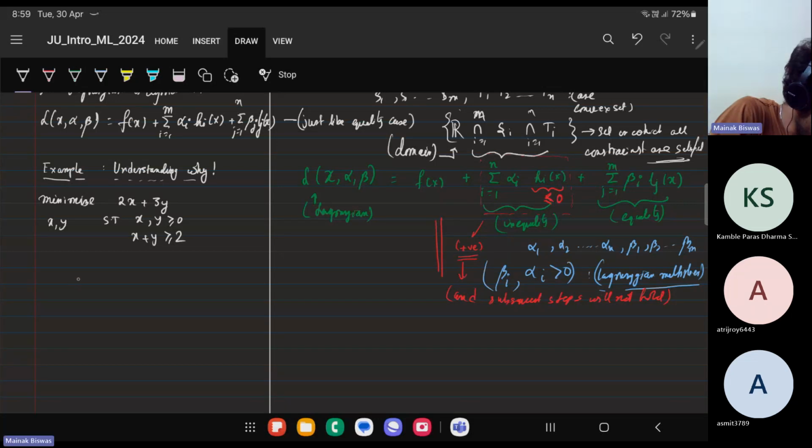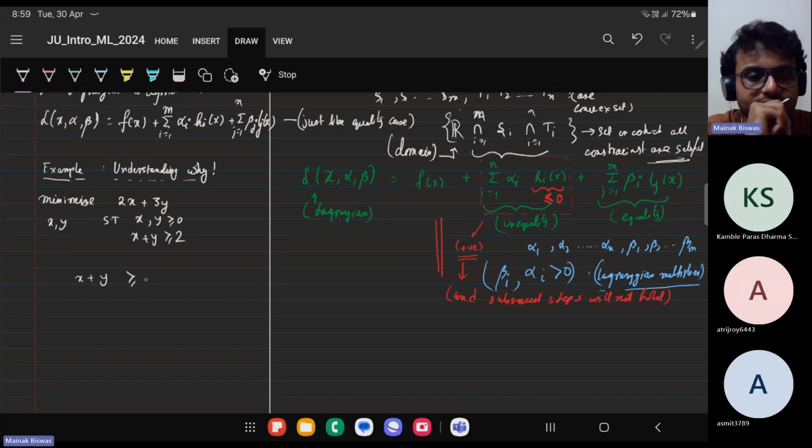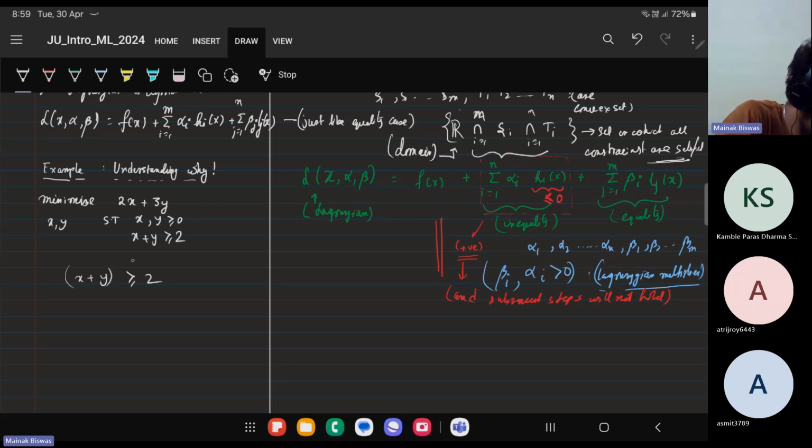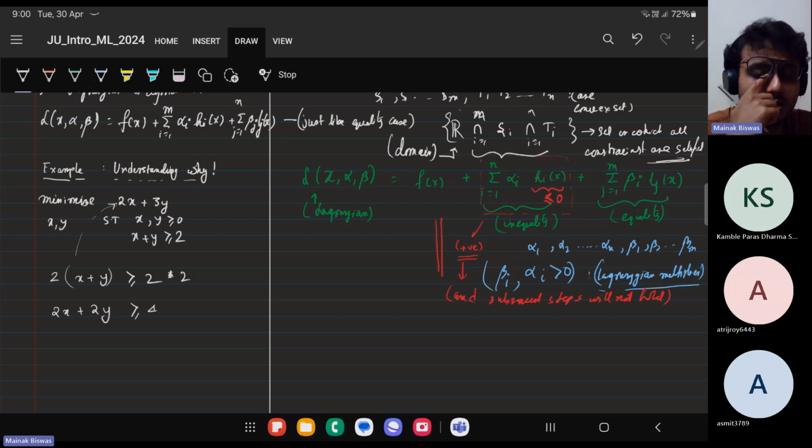Say you have this equation, x plus y greater than or equal to 2. But then what do I need? I need to minimize that value using these constraints. So how can I bring 2x plus 3y into this equation? How can I make x plus y into 2x plus 3y? So I multiply both sides by 2. What do I get? 2x plus 2y greater than or equal to 4. Correct?